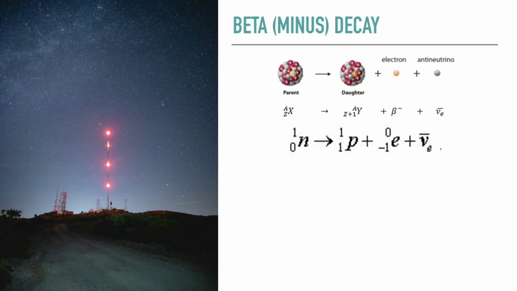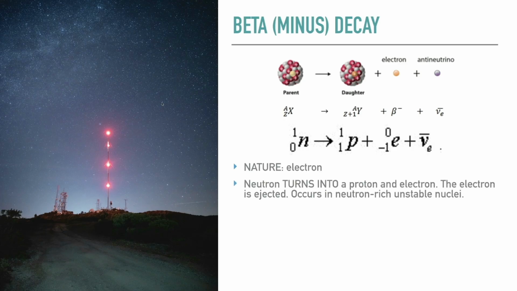And whenever you have to write down a decay equation for beta minus decay, you always have to put this anti-neutrino on the end. So the nature of beta minus decay is an electron. Where does that electron come from? Let's pop this section into your extra notes section at the bottom of your table.